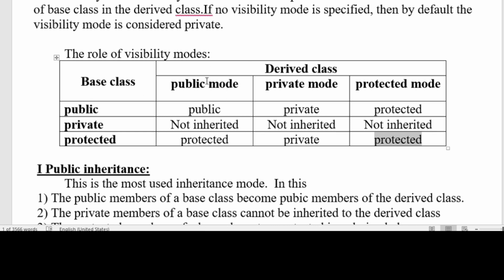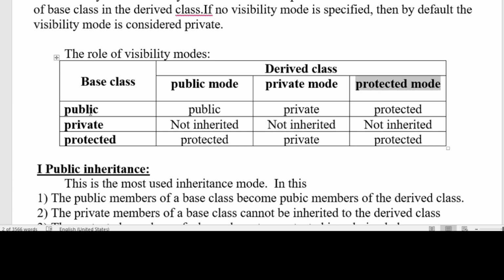If you learn vertically, public mode of inheritance: public remains public, protected remains protected, private not inherited. If it is private mode of inheritance, public members become private, protected also becomes private, private members not inherited. Any one, whichever is easy for you, you can learn horizontally or vertically. Vertical is better, I feel.